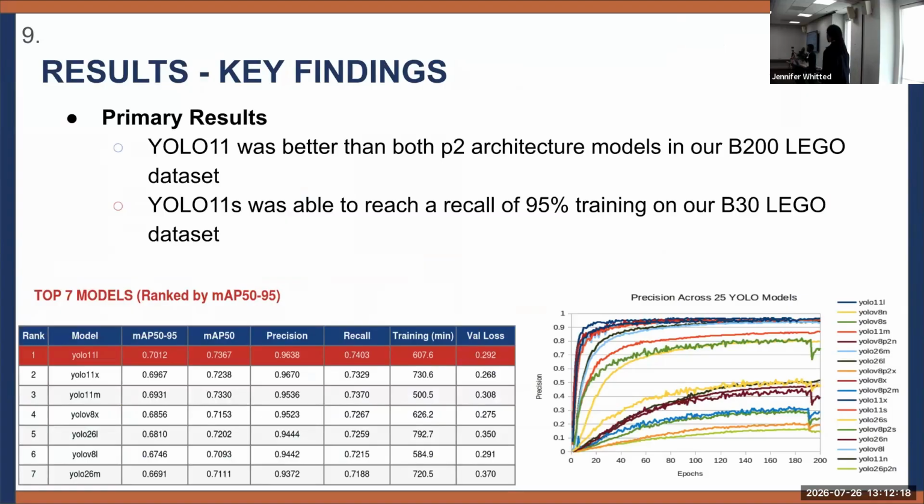Okay, so for our primary results, here are some of the primary findings we had. After training the 25 models, as Joaquin said, we noticed that YOLO 11 in general had the best result, and it was better than the P2 architecture that we trained, which was YOLO P2 and 26 P2.